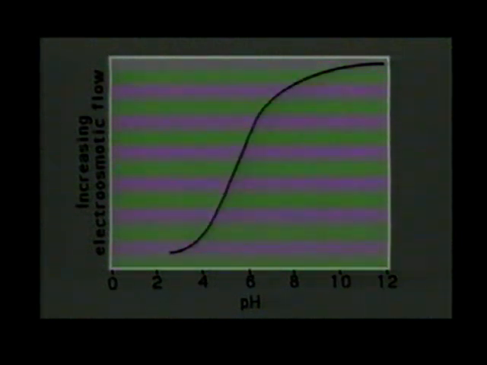Protonation of the silanol groups increases with decreasing pH. Below about pH 3, the silanol groups are almost fully protonated, so electroosmotic flow is very low. The rate of electroosmotic flow increases with pH, reaching a maximum at about pH 10. At this pH, the liquid is moving down the capillary at over 2 millimeters per second.